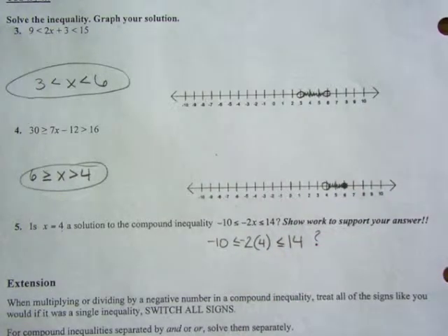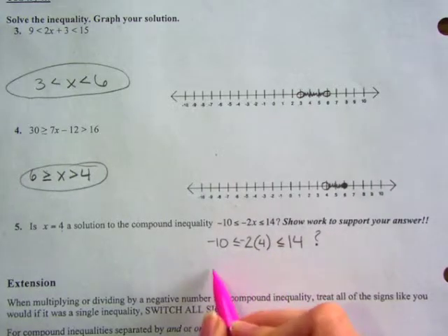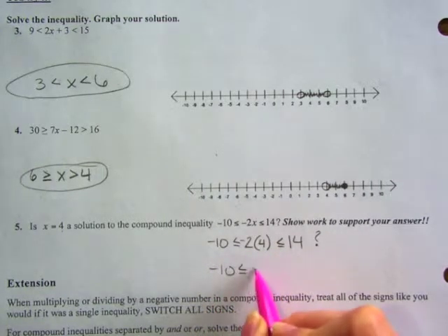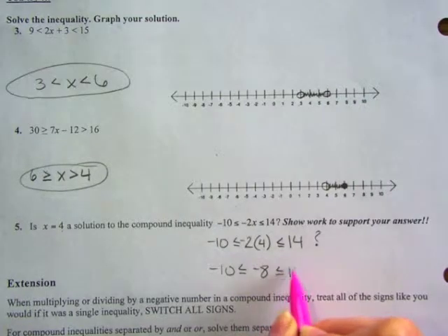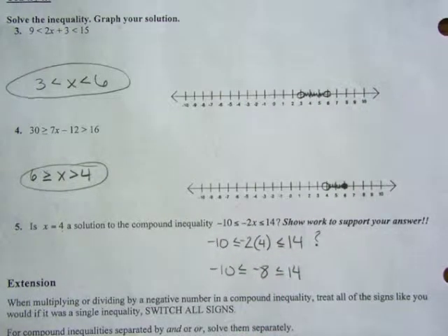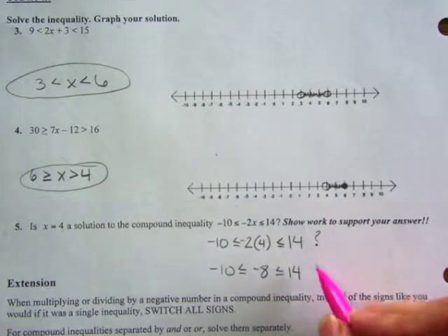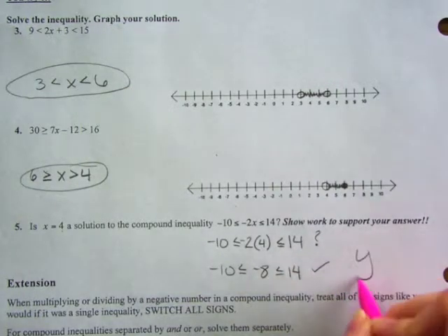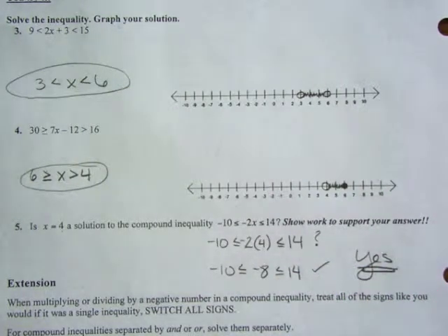We want to know. If it is, then we've found a solution. Then 4 is a solution. This is the work that we should be seeing. Okay, show me that you plug it in. Simplify, get negative 10 is less than or equal to negative 8, which is less than or equal to 14. Okay, negative 8. Is that between negative 10 and 14? Yeah, it is. So yes, 4 is a solution to that inequality, that compound inequality.